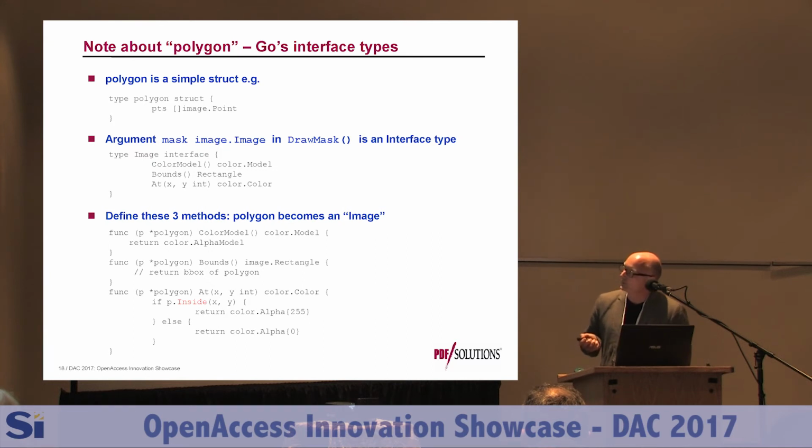And I simply do this by saying, okay, color model, it's easy, I just return the default color model. Bounds, I simply return the bounding box of my polygon. And at, I simply decide whether I'm inside or outside, and then I return an alpha of 255, meaning non-transparent versus transparent, and that's it. So you can pass into this function whether it's a polygon or a path or a rectangle or whatever it is, as long as you define these three functions, you don't need to worry. That's called an interface. It's a pattern, and it really makes it easy.